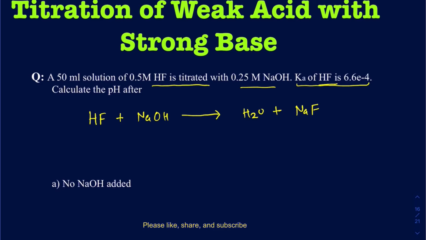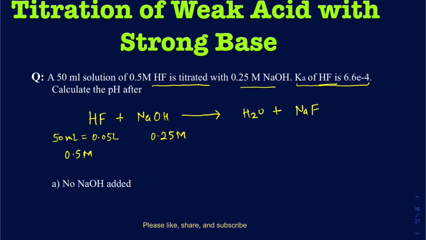Now, I do want to go ahead and write down what we are given. So we have 50 milliliters of this HF solution, which is technically going to be equal to 0.05 liters. And then I got 0.5 molar concentration of that solution. The NaOH is 0.25. I'm just going to go and write that down. And we're not really given the volume here yet because we're going to be titrating those as we move along.